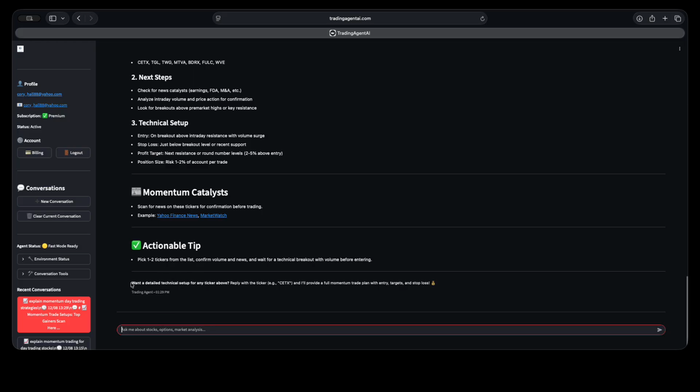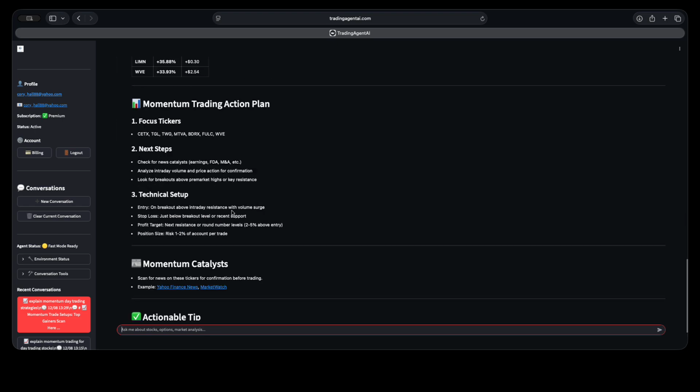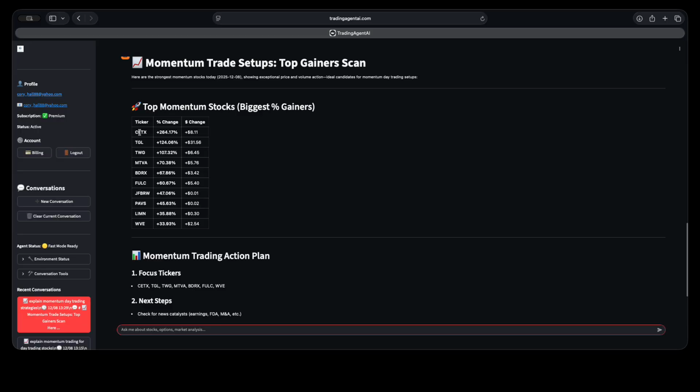And so if you want a detailed technical setup for any of the tickers above, reply with the ticker, and I'll provide a full momentum trade plan with the entry and stop loss. So let's do that. Let's do TGL.